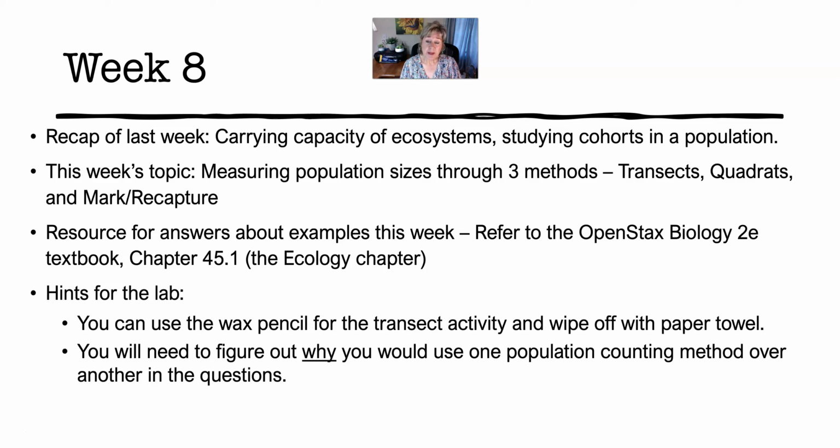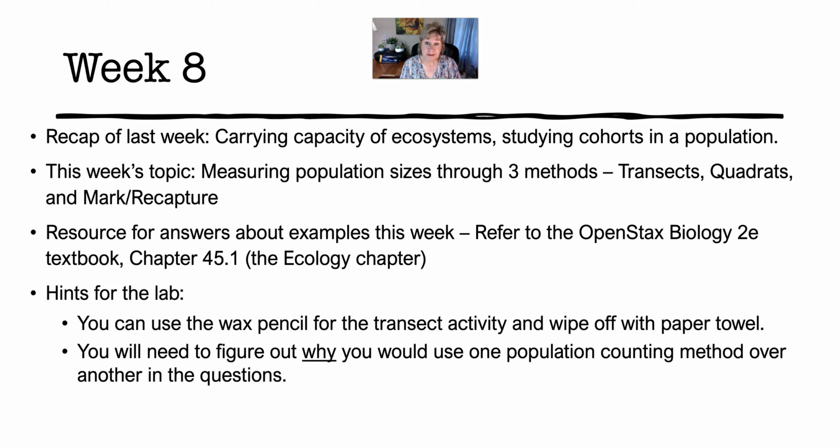You also learned about cohorts and studying cohorts and populations, and that maybe you chose males and females who were born between 1770 and 1810 through the gravestone cards that you used. Those are very interesting, and those are ways that ecologists study populations, which we're going to do again this week. This week's topic is all about measuring population sizes.